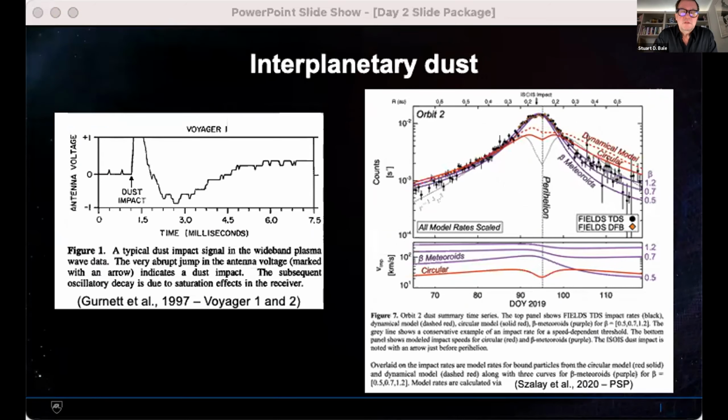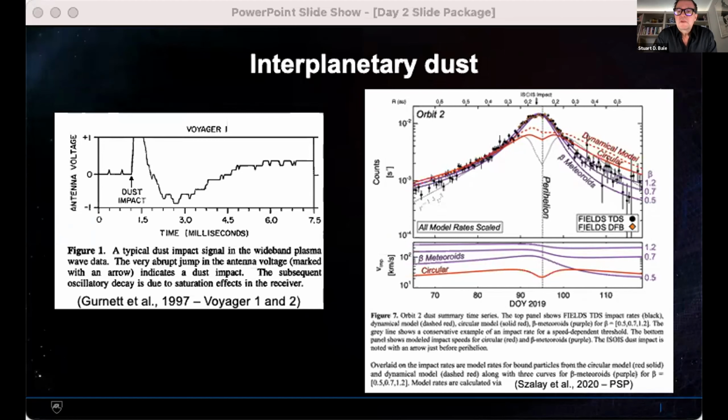When a dust particle hits the spacecraft, it ablates and produces a little differential charge cloud that's measured with a properly designed plasma wave system. Here on the left you see a figure from Don Gurnett's paper in '97 showing a dust impact. It's just an individual waveform, a millisecond time scale voltage pulse measured on the Voyager spacecraft.